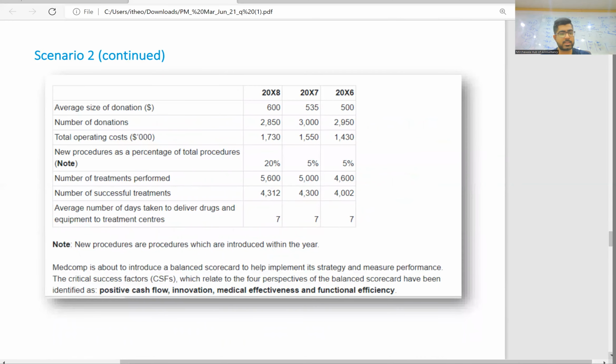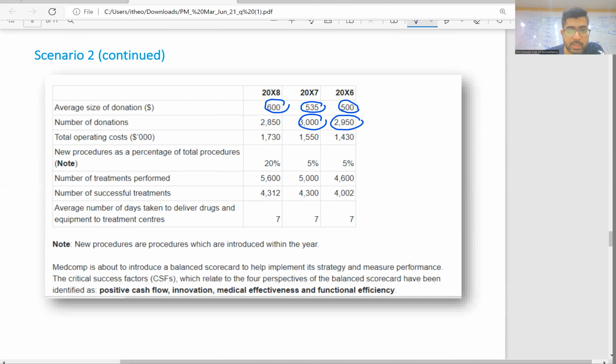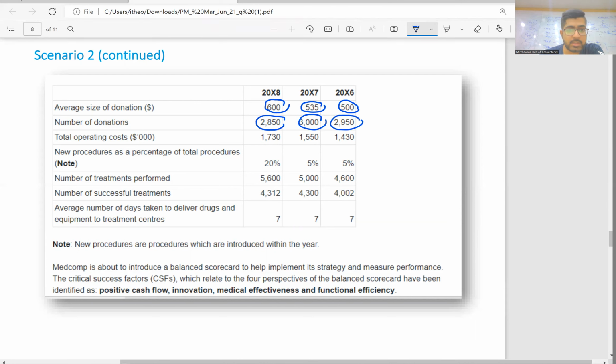So average size of donation. The size of donation in 2006 was 500, then 535, and now it's 600. Number of donations were 2950, 3000, and now fell to 2850. So this is the size of donation. That was the average size.